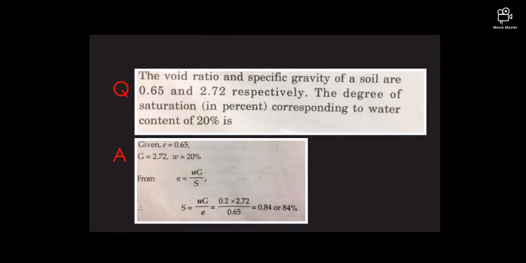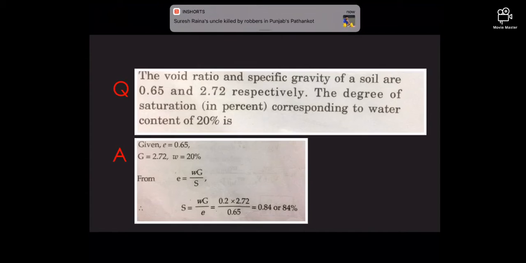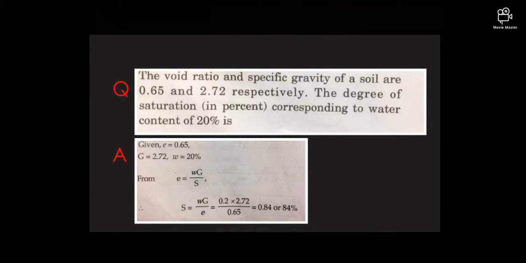Next one: the void ratio and specific gravity of a soil are 0.65 and 2.72 respectively. The degree of saturation in percentage corresponding to a water content of 20% is what? This is a very direct question, where e is equal to wG by S. Just substitute the values for w, G and S. We get the answer as 0.84 or 84%.